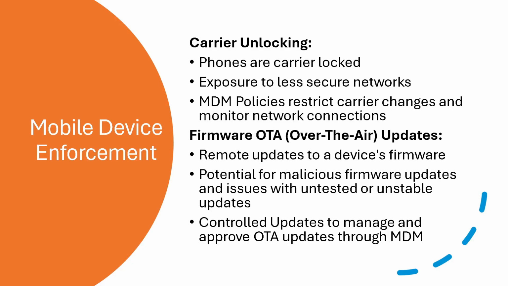Firmware OTA or over the air updates. Over the air update refers to remote updates to a device's firmware. This has the potential for malicious firmware updates and issues with untested or unstable updates, which is why the organization may test these updates and send out these controlled updates to manage and approve OTA updates through the MDM.